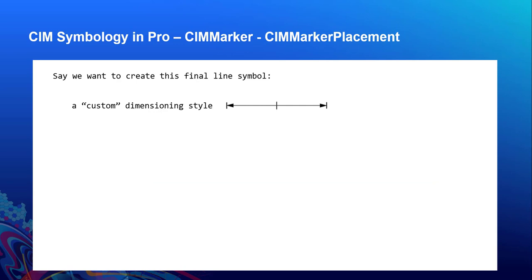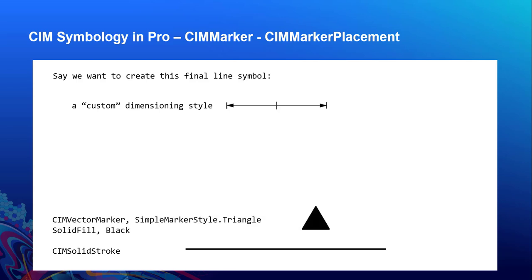Okay, so let's look at an example to put our newfound skills with markers and marker placements into practice. Let's say that we want to construct this custom dimensioning style that I show here. So we're going to base it off of a CIM solid stroke, so no surprise there. We're going to need some kind of marker to act as the arrowheads that we show at the ends of the line.